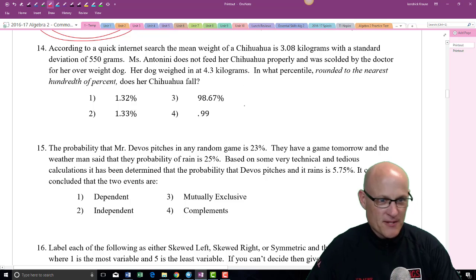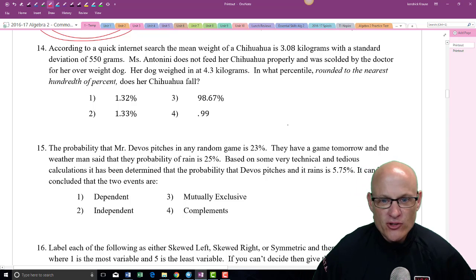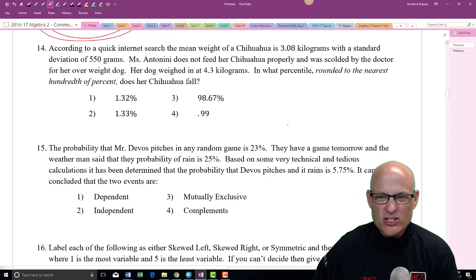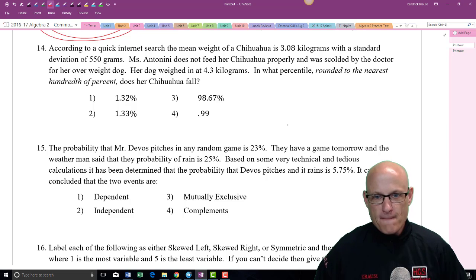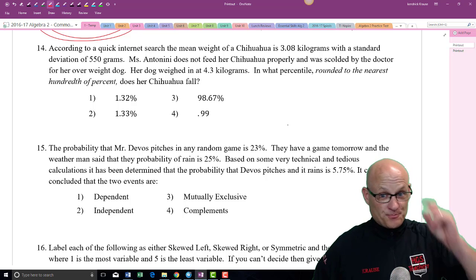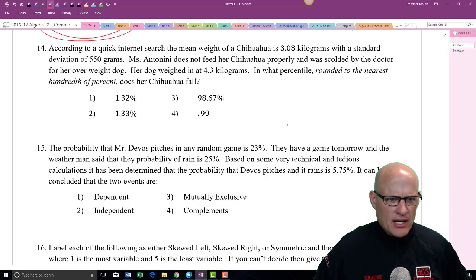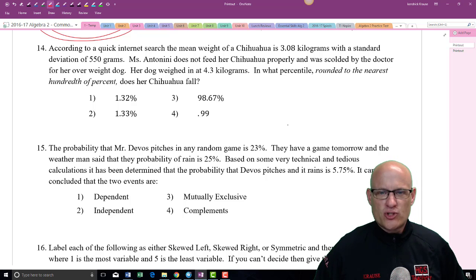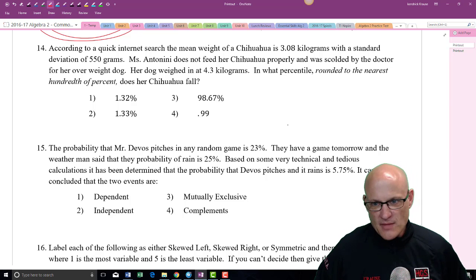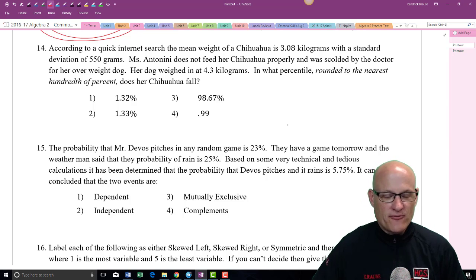Too much. All right. According to a quick internet search, the mean weight of a Chihuahua is 3.08 kilograms. My sister has a 4-pound Chihuahua. Yeah, it's about the size of a large rat. Kind of looks like one too. And a standard deviation of 550 grams.